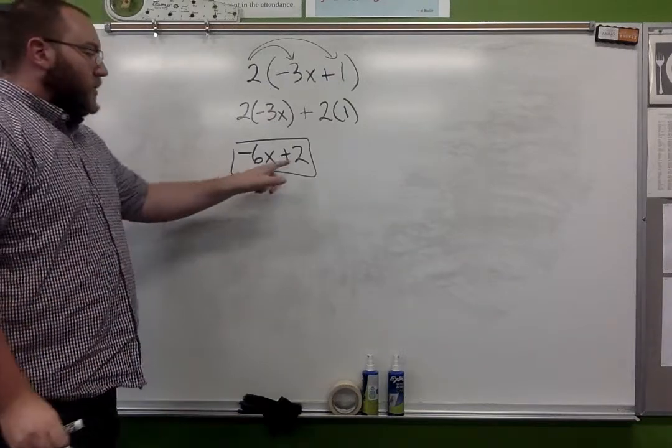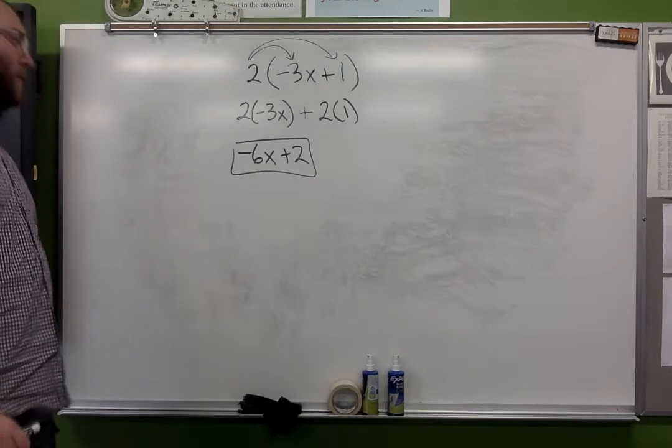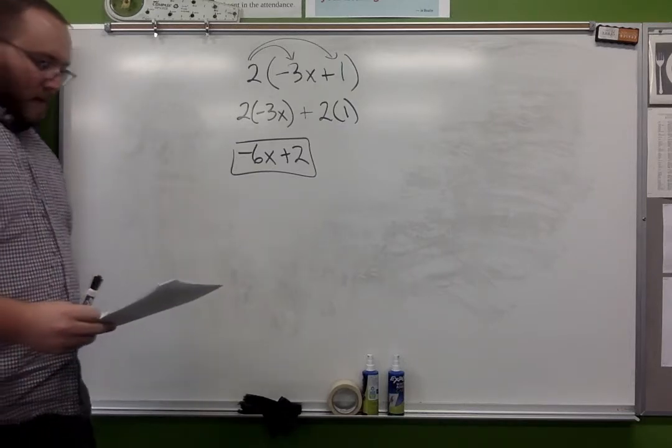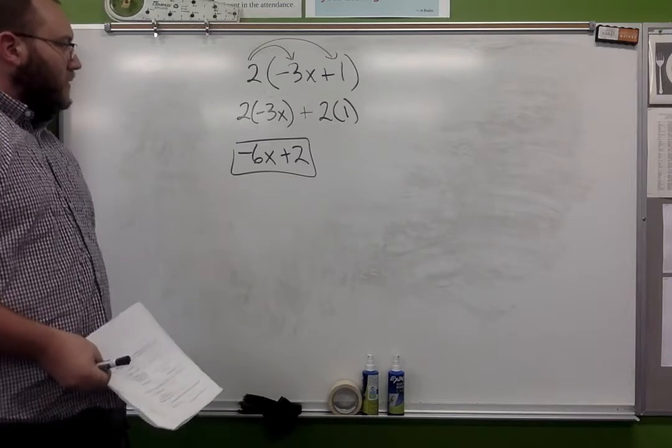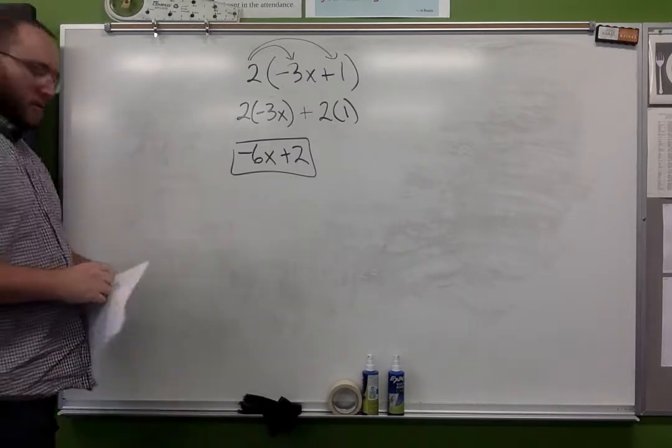All right, fully simplified. These are not like terms. This has an x, this doesn't. Not like terms, can't add them together. That is fully simplified. So pretty quick, huh? Not too bad. Okay, let's step it up a notch.